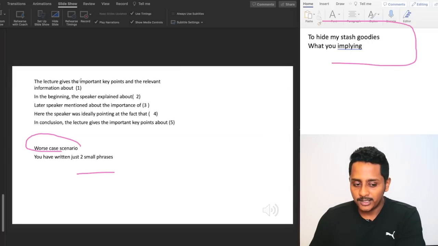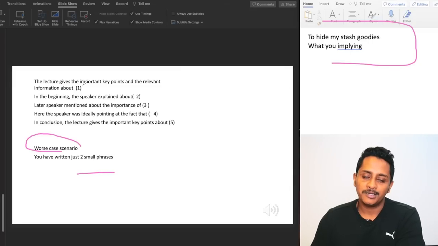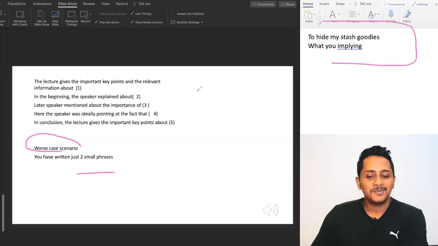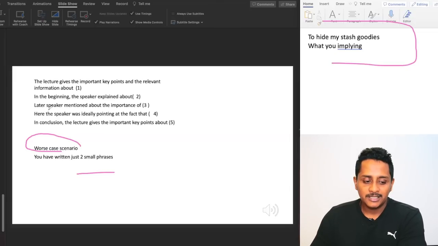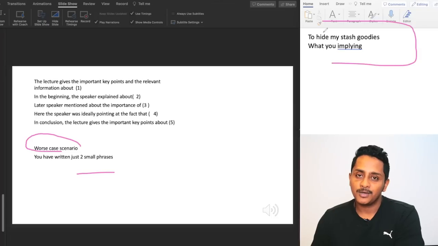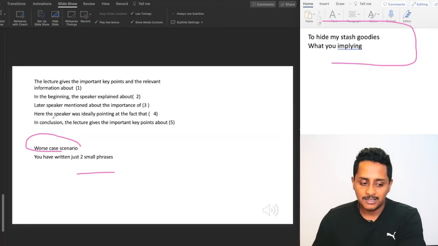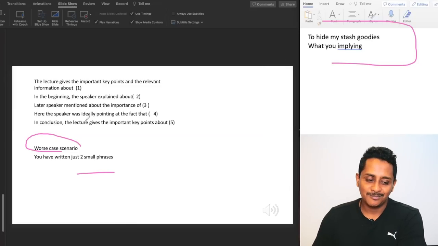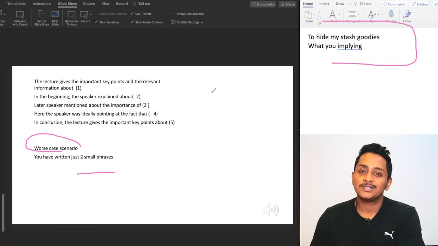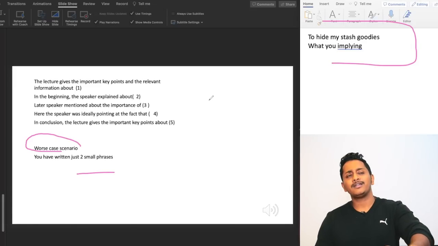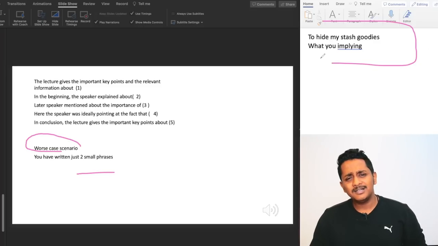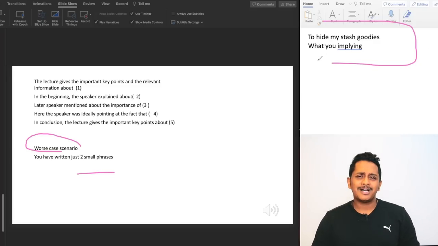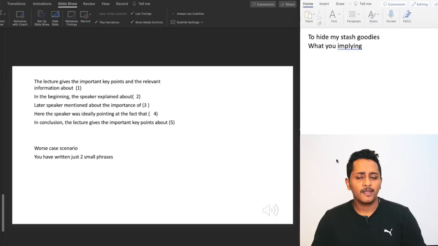The lecture gives the important key points and the relevant information about to hide my stash of goodies. In the beginning, the speaker explained about what are you implying. Later, the speaker mentioned the importance of to hide my stash of goodies and what are you implying. Here, the speaker was pointing at the fact that to hide my stash of goodies and what are you implying. In conclusion, the lecture gives the important key points about to hide my stash of goodies and what are you implying. I'll get the speaking marks, I can write on any bond paper. Listening, perhaps you may lose one or two marks for the content, for sure. Hope you are getting it.